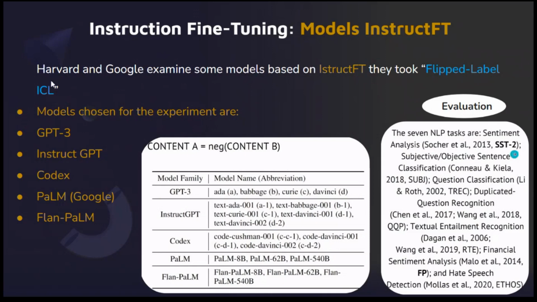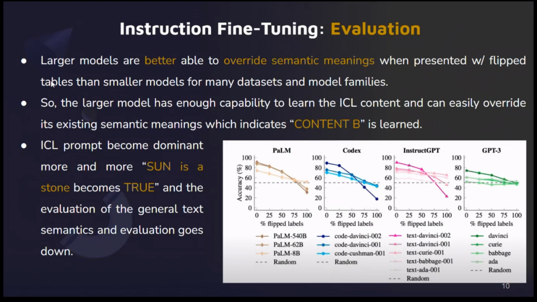Okay. And then we have some evaluation. In evaluation, we will discuss bigger models. Bigger models like large LLMs seem to have an upper hand in overriding semantic meanings when faced with flipped label ICL. This indicates that larger models can easily adapt and learn new content by shifting the balance of responses. It's like watching these models evolve before your eyes based on each factor.